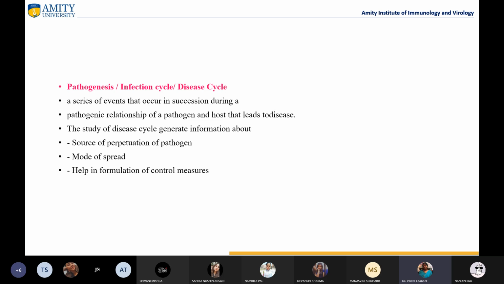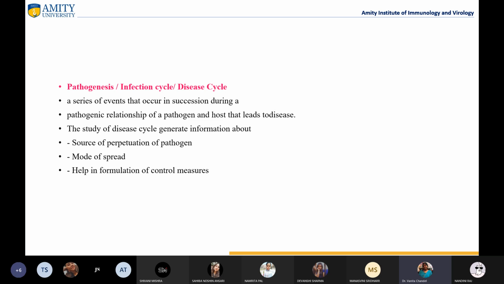Fruits may be rotten due to the fungus, fruits may be smaller in size or they are totally destroyed, so we are not able to consume them, right? All those events take place in a proper, stepwise procedure. So the study of a disease cycle also generates information about the source of perpetuation of a pathogen, how it perpetuates, how it spreads, and then, at the end of the day, how we can formulate certain management practices.